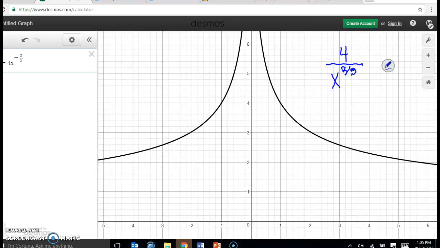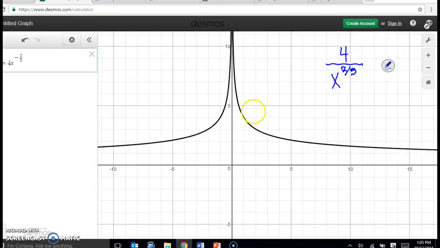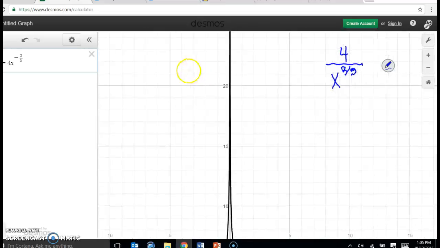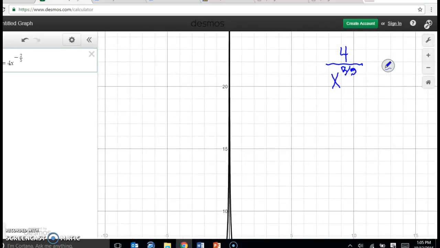So looking at this, is it continuous first off? No, we got this big old hole going on here, and it was really zoomed out initially. Is that going to a certain point and coming back, or is that just continuing? Well, what if we look at the bottom? Can it be 0 in the denominator? No. So we can't plug 0 in for x, because 0 to the 2/5 power is still 0, right?